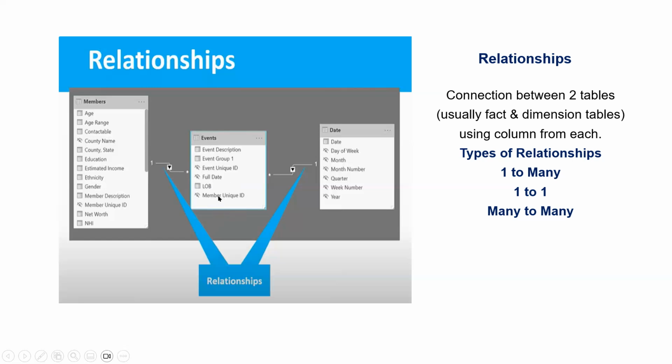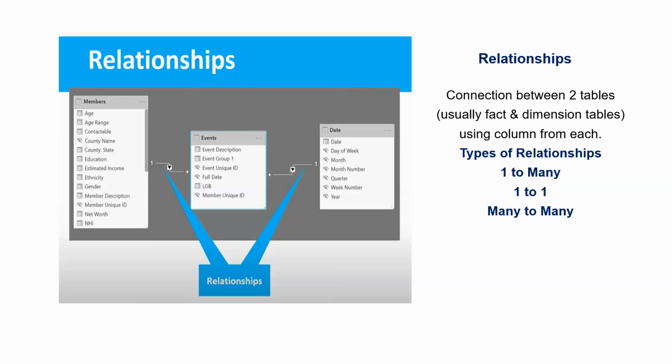Many, because one member here can appear like 10 times if they have visited and their events have been recorded 10 times. So that's why there are many. The types of relationship that we have are one-to-many, one-to-one, and many-to-many. Now, the best type of relationship to form for good performance within your data report is the one-to-many or many-to-one. That's what we always aim for.